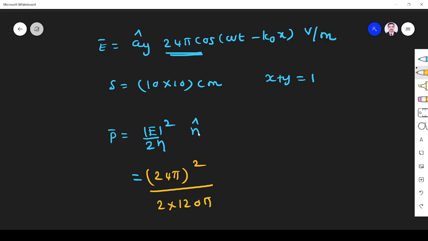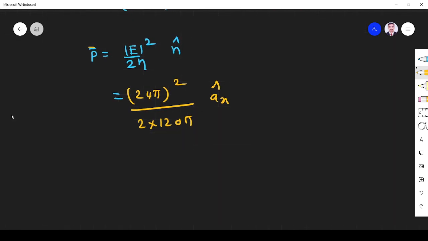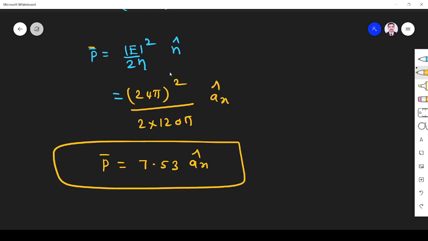n cap is the direction of P, right? Power density, or wave power flow, is in the direction of wave propagation. From this we understand the wave is propagating in the x direction, so n cap will be in the x direction only, because the direction of power flow is the same as the direction of wave propagation. So n cap is a_x. If you simplify, the P vector is 7.53 a_x. This is the time averaged power.